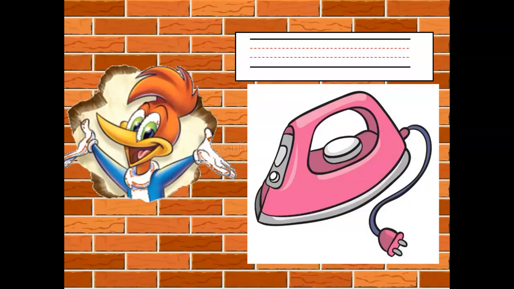The first machine that we have in my lesson today is iron, I-R-O-N. Make a sentence using iron. Yesterday, I went to the mall and I bought an iron.